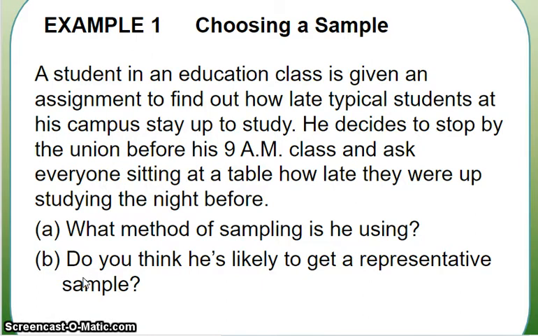He's also talking to a table that probably those people that are at that table are friends and they have similar beliefs, or maybe they have the same major or they're in the same class, so they would have similar opinions. And so it's not a good representative sample of every student that goes to Front Range Community College.